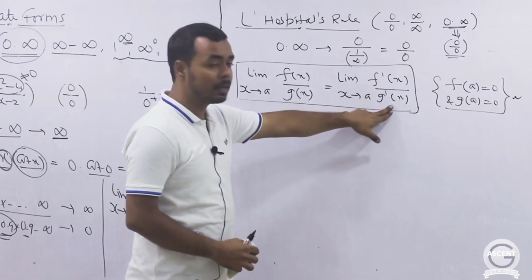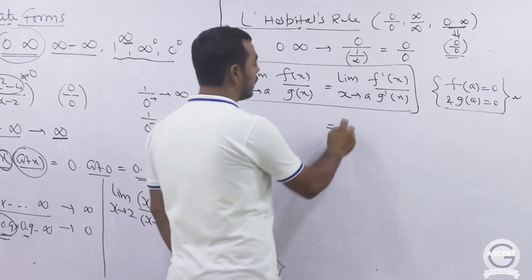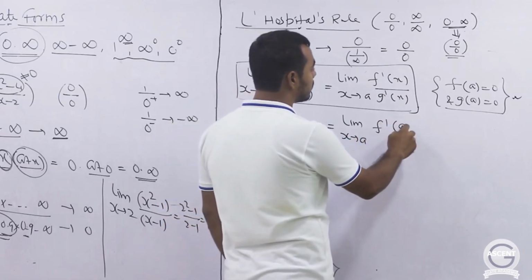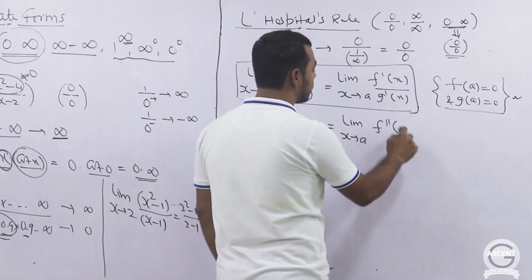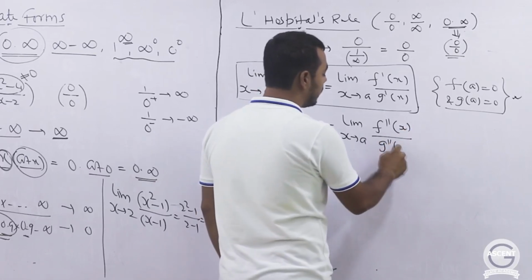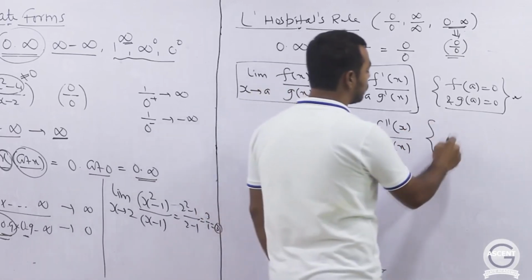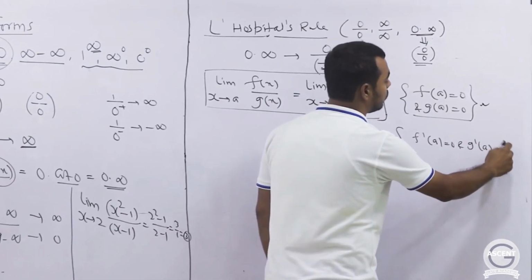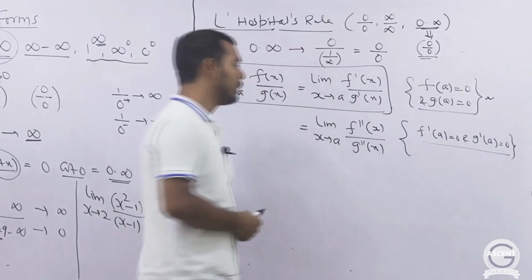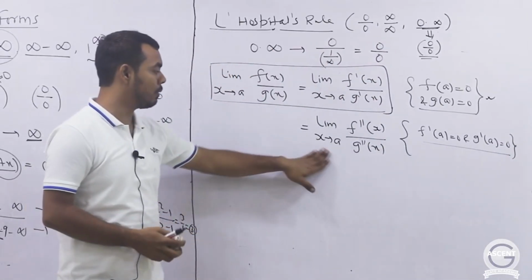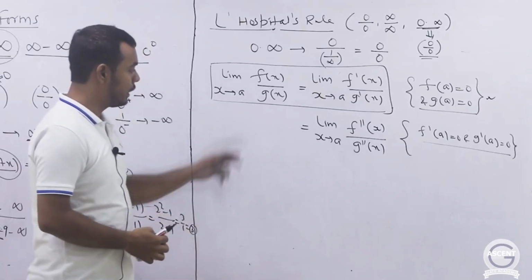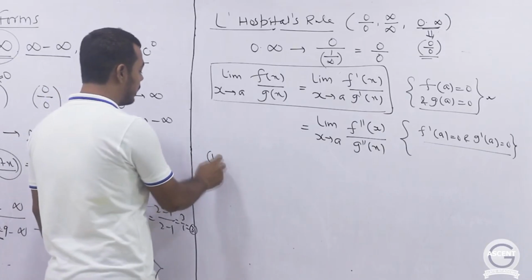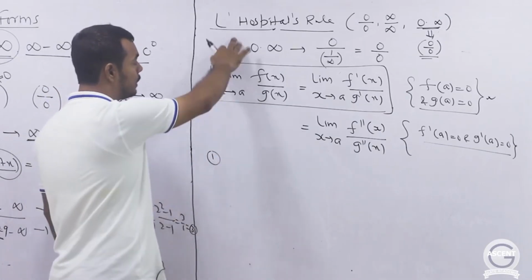But if you are again getting indeterminate form, then again you can differentiate this, and this will be limit x tending to a f double dash x, second derivative, by g double dash x. But remember that you can use this only when f dash a is 0 and g dash a is 0, or these two are infinity. Only when you are getting 0 by 0 or infinity by infinity indeterminate form, then you can again differentiate that result.